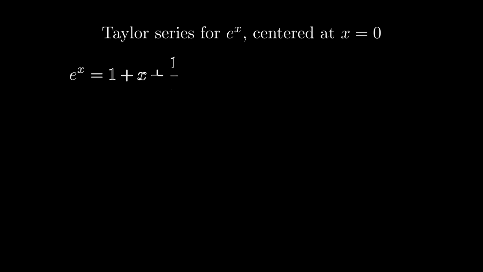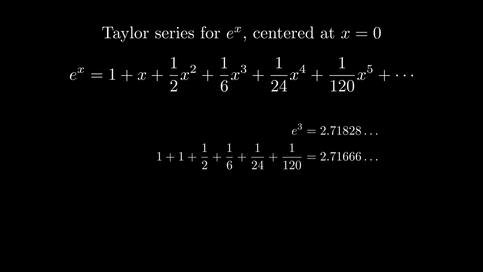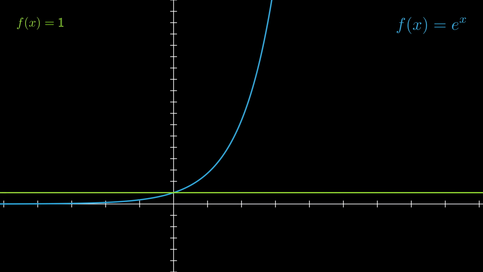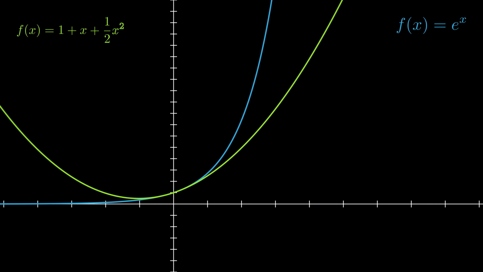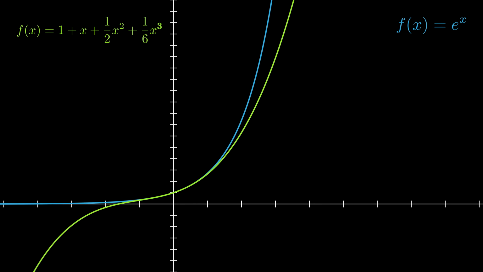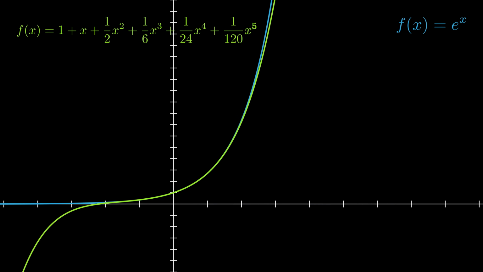Some of you may recall that functions like e to the x have what is called a Taylor series, which is a power series that can be used to evaluate the function. You can think of it as an infinite polynomial, and the more terms you calculate, the more accurate it is. This is the Taylor series for e to the x, centered at x equals 0. If we start plotting more and more terms, we can see that the function starts to converge towards e to the x, little by little.